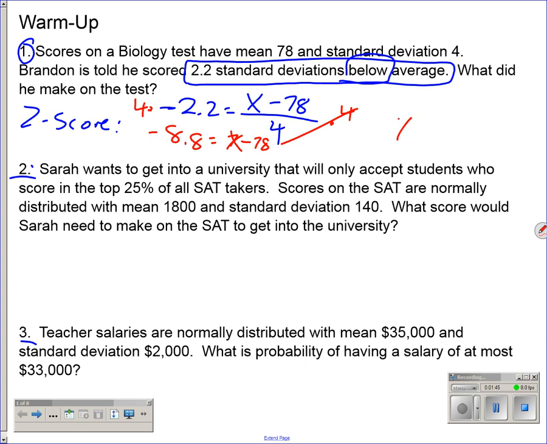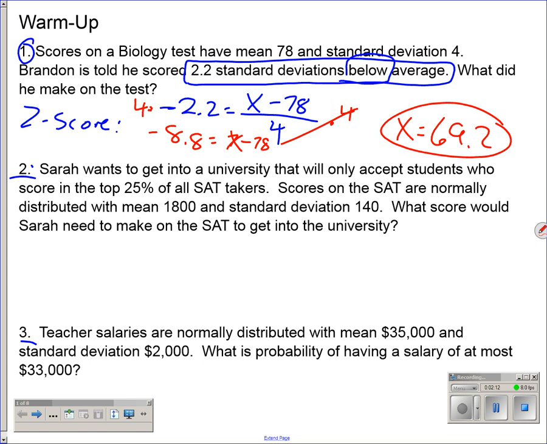I think it's 60.2? No, 69.2? Is that right? So if you score a 69.2, you are 2.2 standard deviations below the mean, which really is kind of bad. You got far below the mean, right? Very low percentage there. What do you think? Not bad?